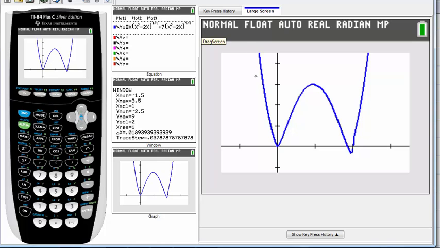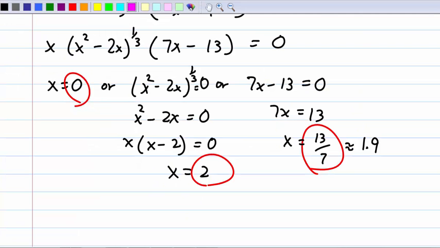Follow my cursor. There's the first x-intercept, the first 0, x equals 0. Here's the second one, x equals 2. And here's the third one, x equals 13/7, or about 1.9. So I feel good, since the graph cuts across the x-axis exactly where I found my zeros to be. I feel pretty comfortable that my three answers are correct.